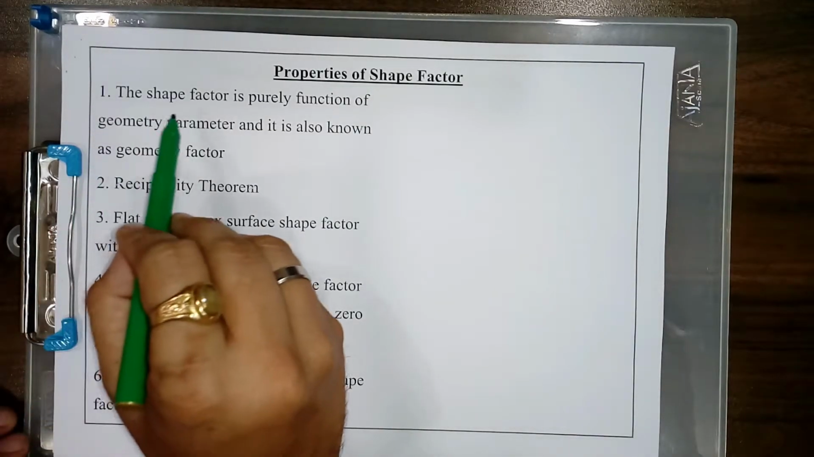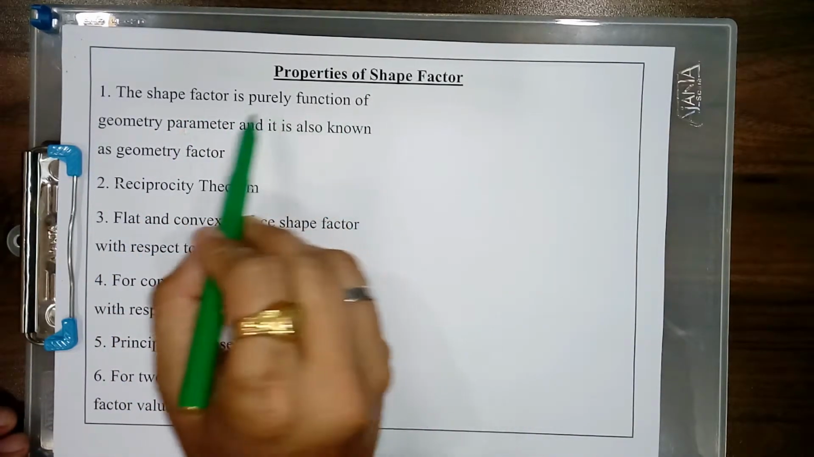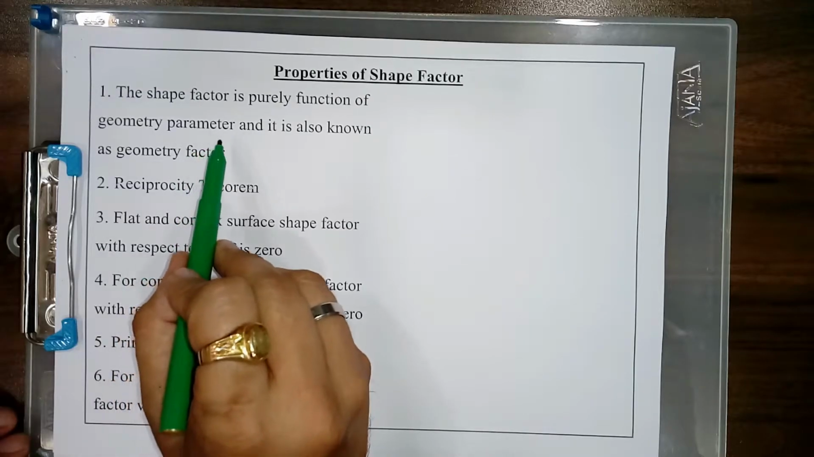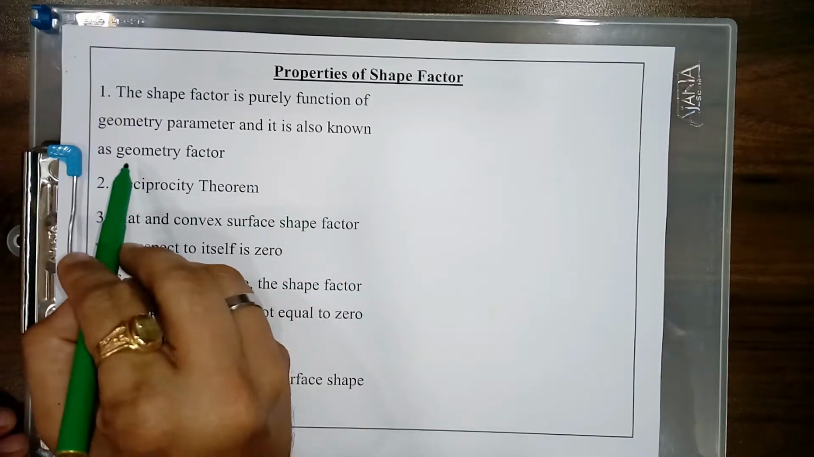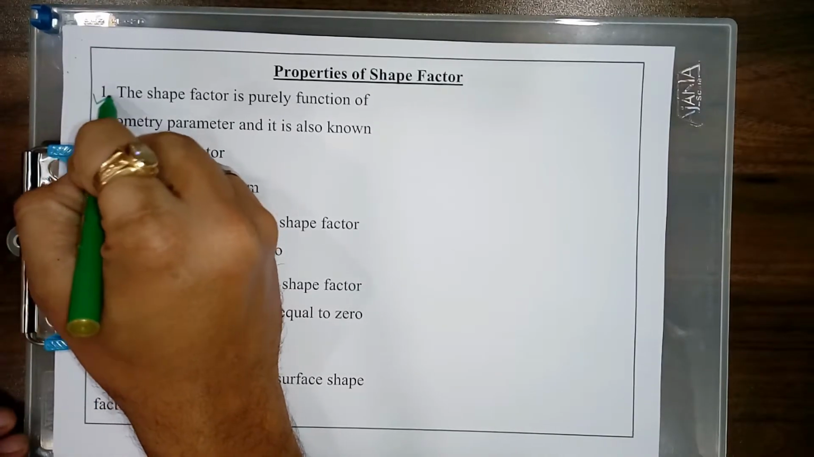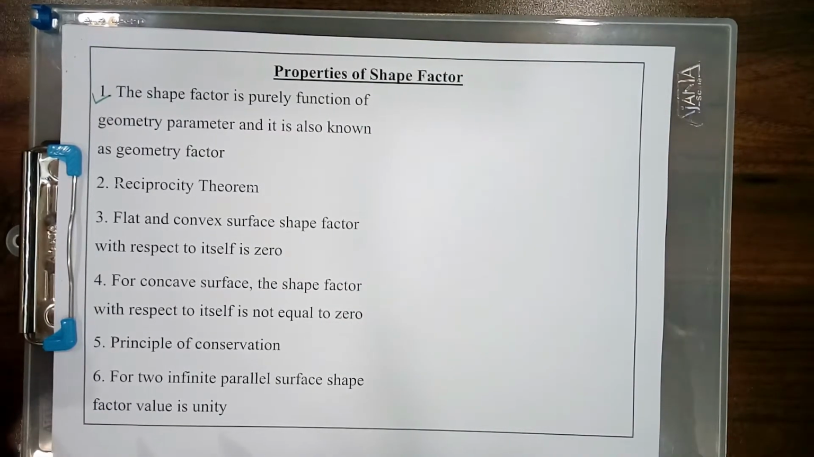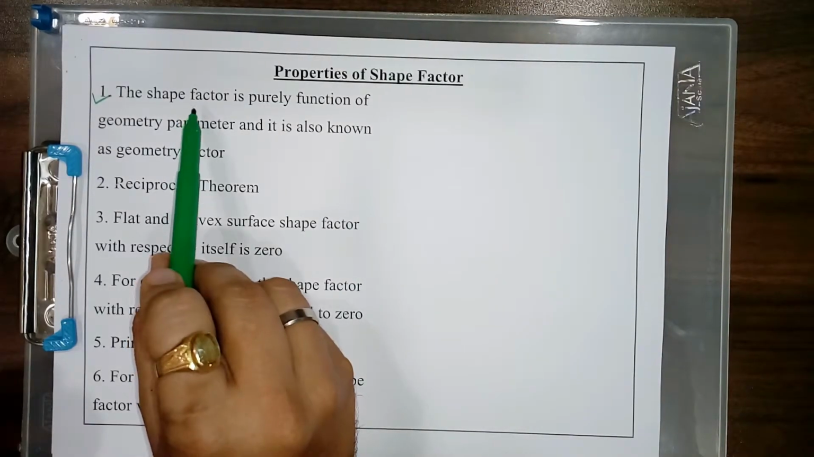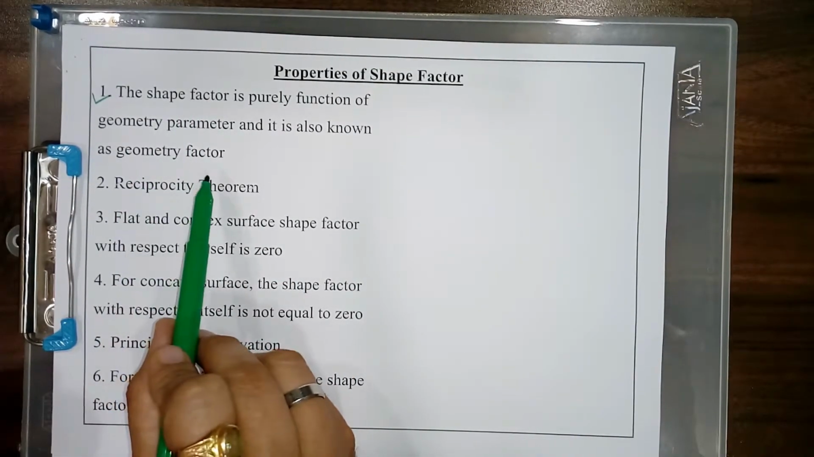First, the shape factor is purely a function of geometric parameters, and it is also known as the geometric factor. It is very easy to understand, as we conclude from the definition that it is only a matter of the orientation of the surfaces, and that's why the shape factor is also known as a geometric factor.